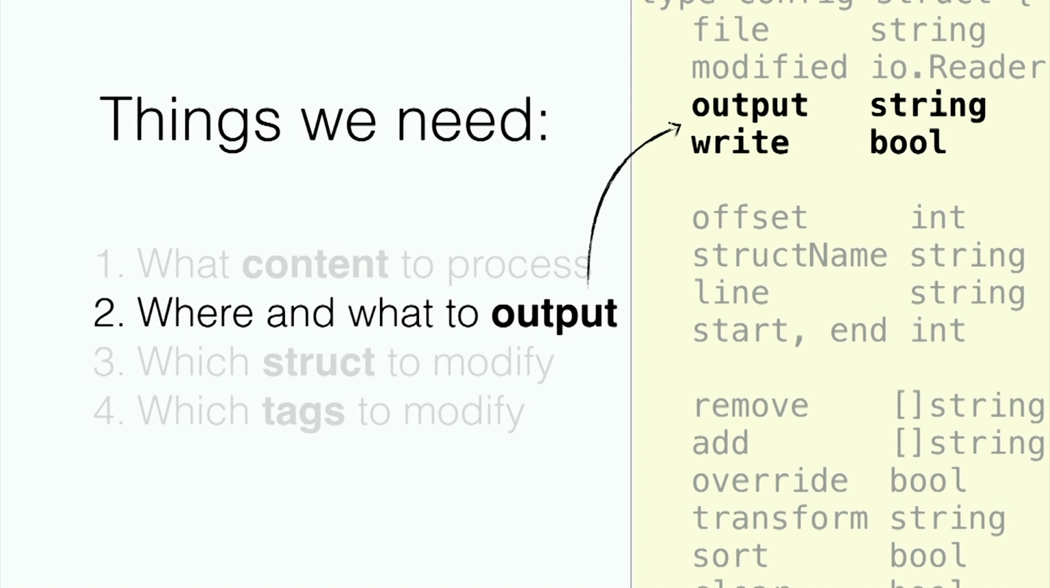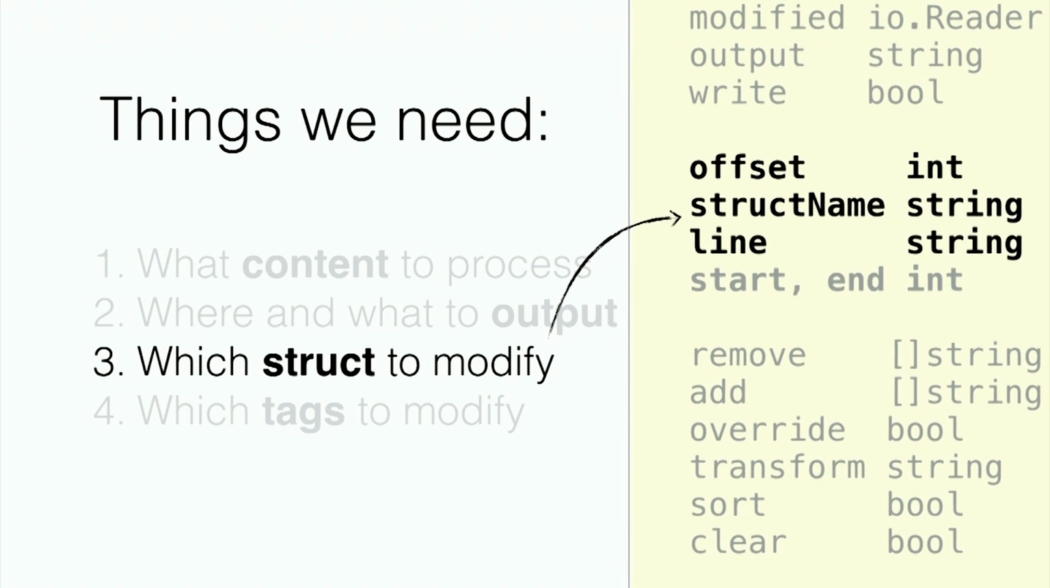However, you can define if you want the output in JSON, like a custom JSON format, or as a Go source file. And there is also a Boolean called write, where you can override it if you want to write to the file directly instead of outputting it. And then we also need a way to find which structs we want to modify. There are a couple of things, and I'm going to explain them in a bit.